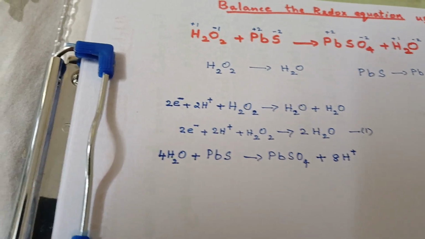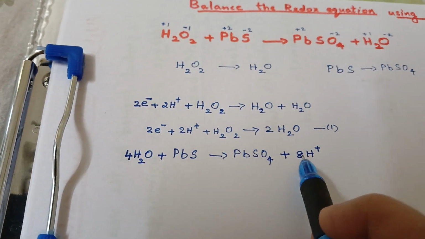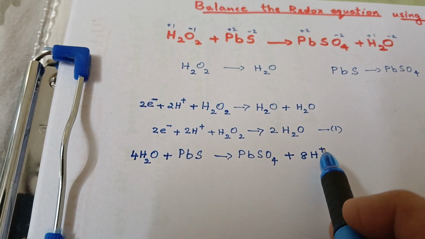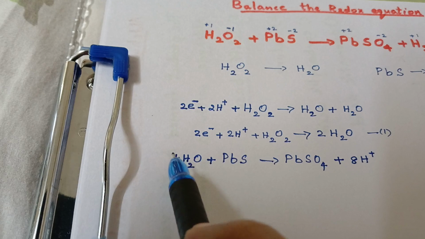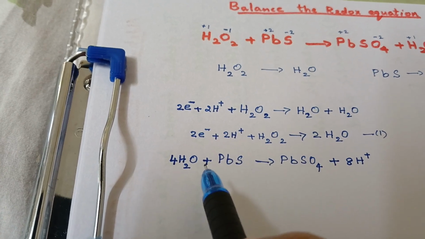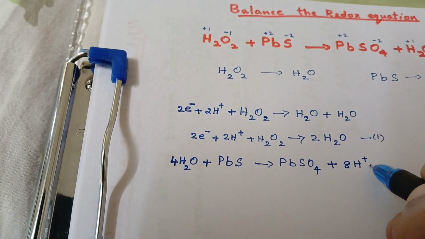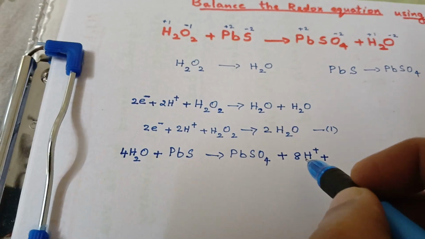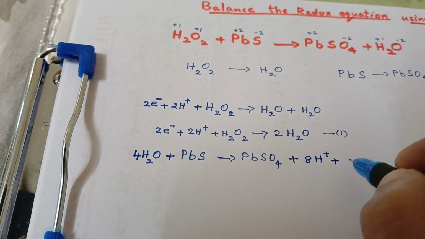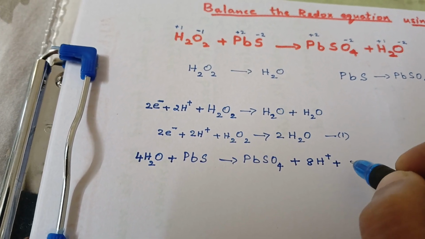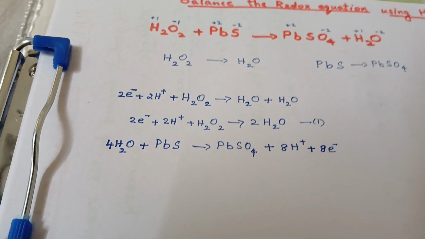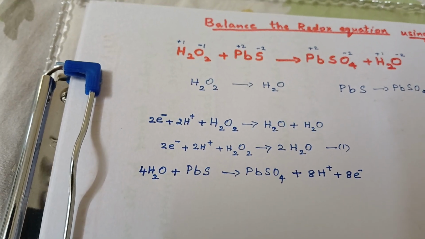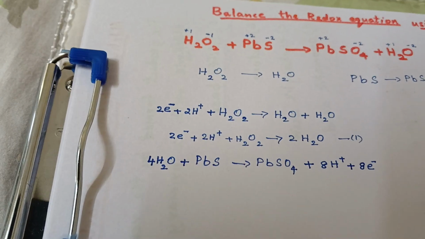Now let us go for the charges. Here we can see 8 H plus, so plus 8 is the charge, whereas on the left hand side there is no charge, 0 charge. So to make this also 0, we will add an equal number of electrons to the more positive side. So 8e minus. This is the more positive side. So that is our second equation.